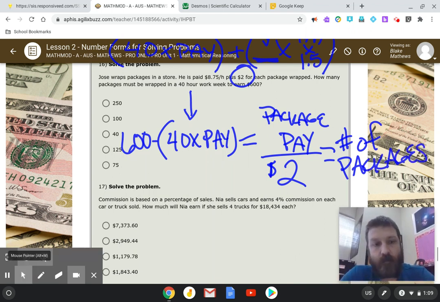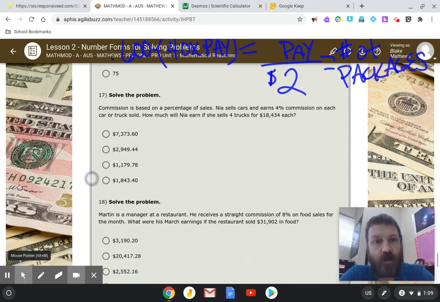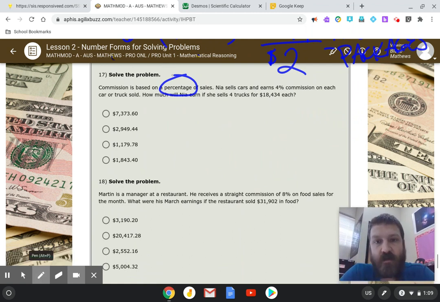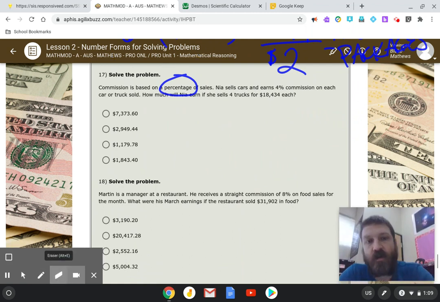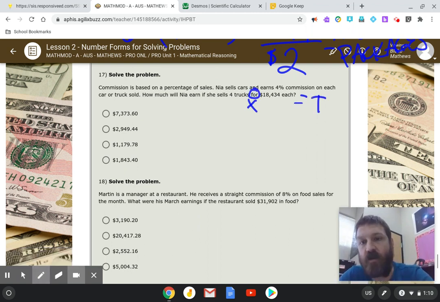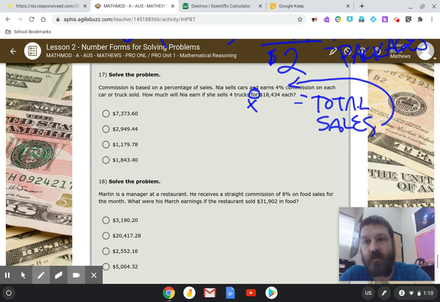All right. Keep moving. There are a lot of questions on this one. Commission is based on a percentage of sales. Nia sells cars and earns 4% commission on each car or truck sold. How much will Nia earn if she sells 4 trucks for $18,434 each? First things first, 4 trucks means multiply. So multiply that and get the total. That's how much she sold. Total sales. And then we know that the 4% commission means that for all of those sales, Nia gets 4%.